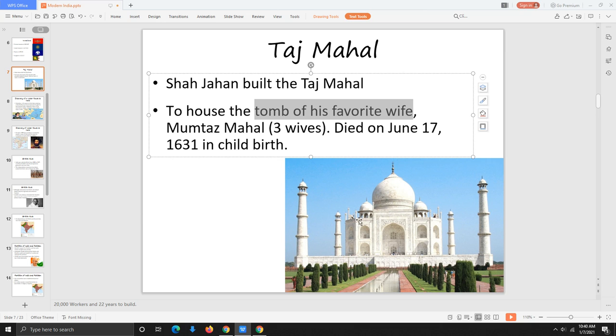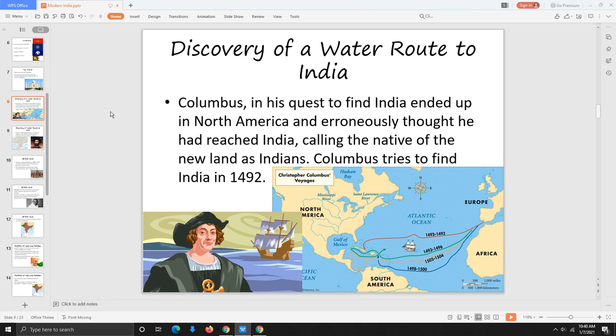And the Taj Mahal is symmetrical. That means everything on the right-hand side is the same as everything on the left-hand side. You can see these little lines going right through there. That divides the building in half. The right half is the same as the left half. So it's symmetrical, kind of like a mirror, same as when you look in a mirror.